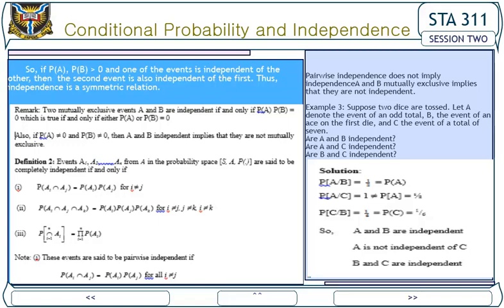Solution: P of A given B is equal to half, which is equal to P of A. P of A given C is equal to 1, which is not equal to P of A, which is half. P of C given B is equal to 1 over 6, which is equal to P of C, which is 1 over 6. So, A and B are independent. A is not independent of C. B and C are independent.